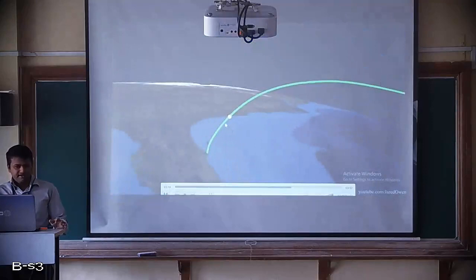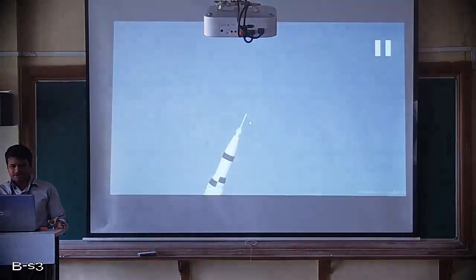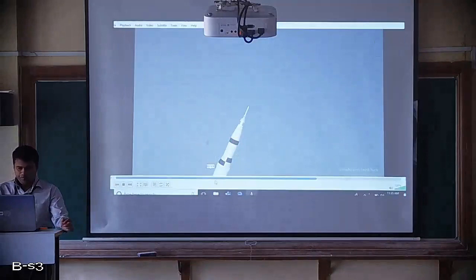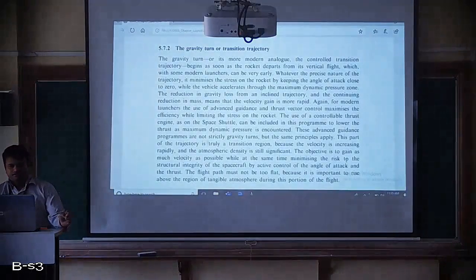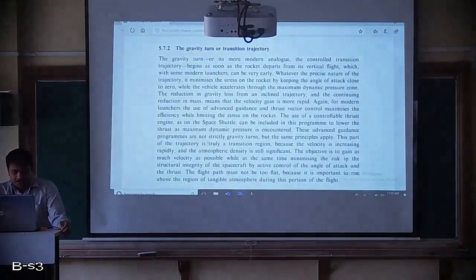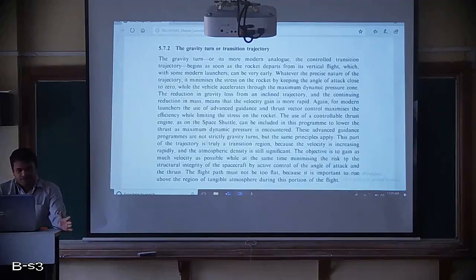See, here the transition is happening. Okay. So now, in modern days, the transition period, or gravity turn, will begin as soon as the rocket departs from its vertical flight. As I said before, after crossing its vertical flight, the transition trajectory begins.